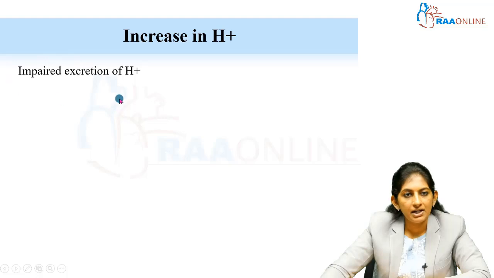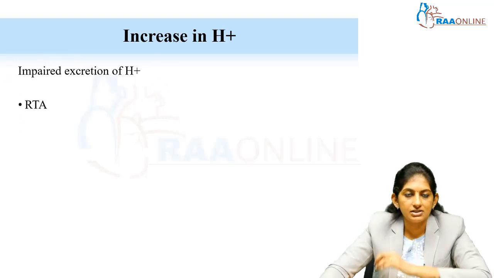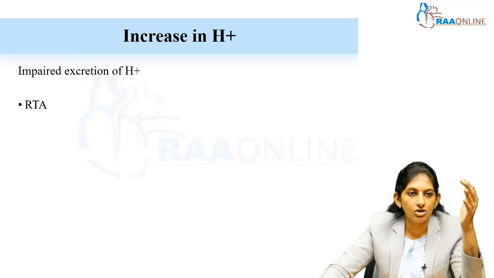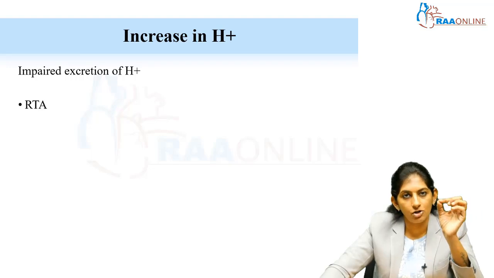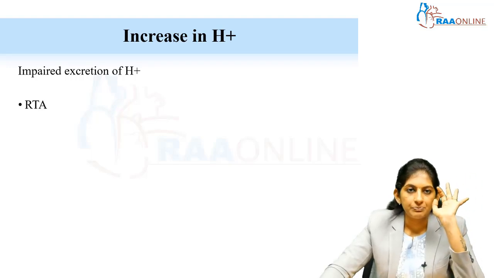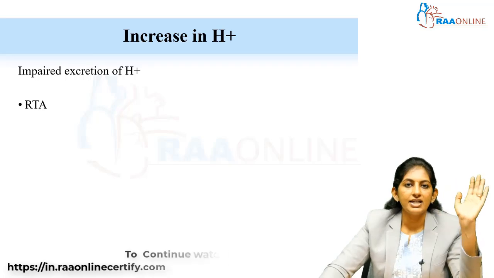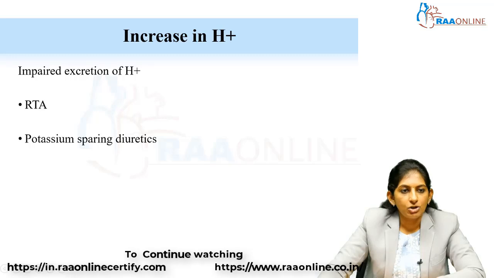Third thing will be impaired excretion of H plus. The prototype example is renal tubular acidosis, where the proximal excretion or the distal excretion of H plus is not taking place. I want to remind you that there is a separate video lecture on renal tubular acidosis in the module on nephrology. Please go and see that. Very well explained about proximal RTA and distal RTA. So this is the prototype example where the H plus is not getting excreted. Also in diuretics, especially potassium sparing diuretics, there can be metabolic acidosis.